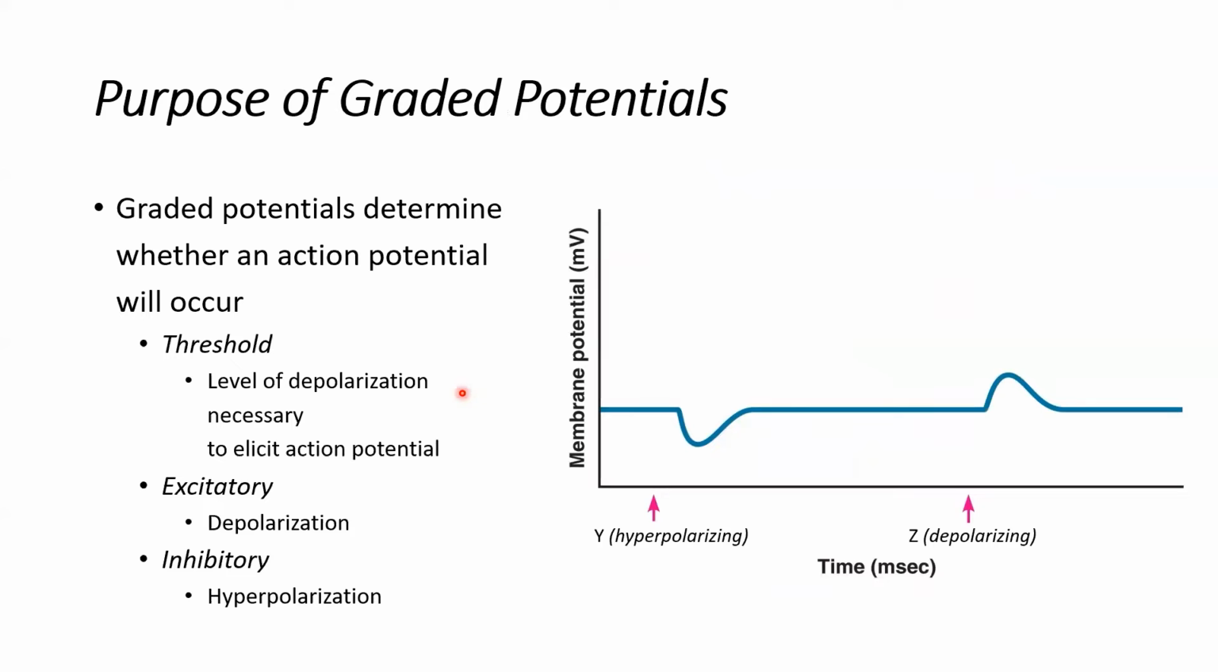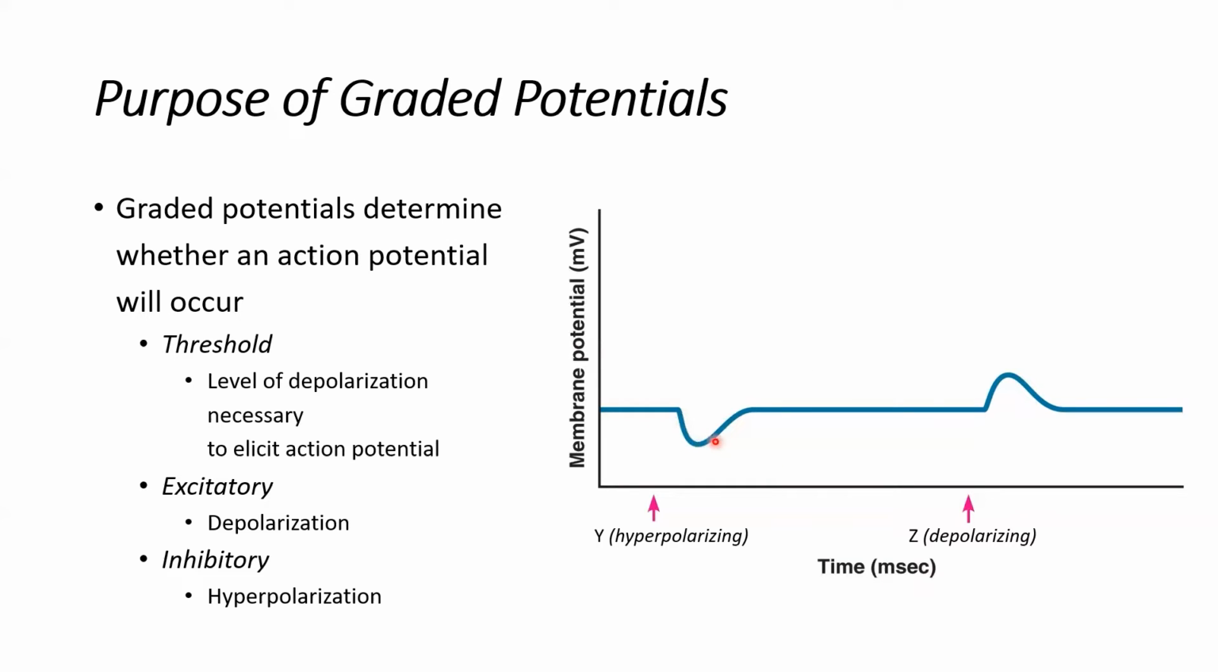The purpose of graded potentials is to get us to threshold. So the threshold we said was negative 55. It is the membrane potential requirement to generate an action potential. And so graded potentials help us determine whether or not we have enough of a membrane potential change to actually stimulate an action potential.